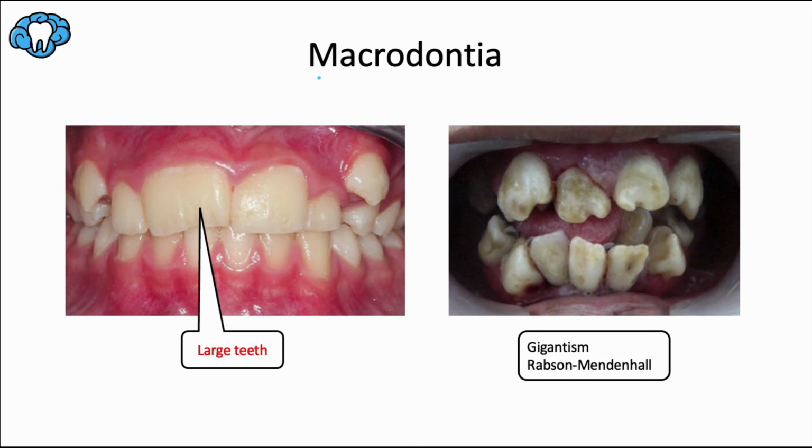Macrodontia is the opposite issue, bigger than normal teeth. And this excludes fusion or gemination, which we'll cover in the next slide. This can be localized or isolated to one or a few teeth, like here, or can affect the entire set of dentition, like on the right. Pituitary gigantism and Rabson-Mendenhall syndrome are examples of syndromes associated with generalized macrodontia.